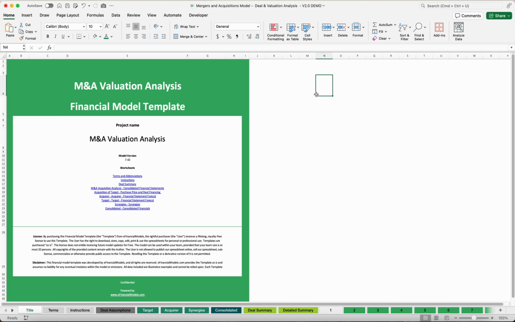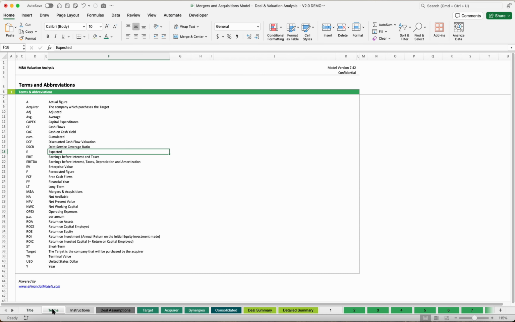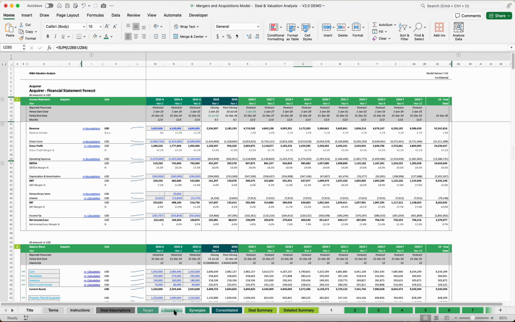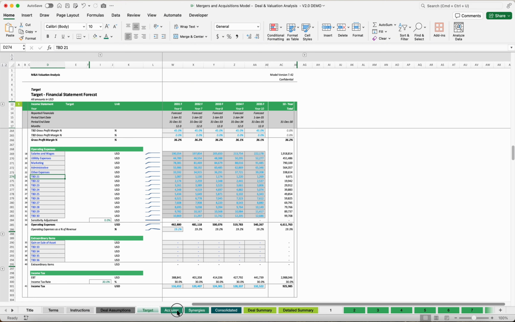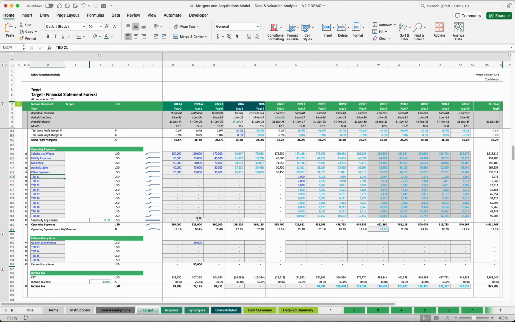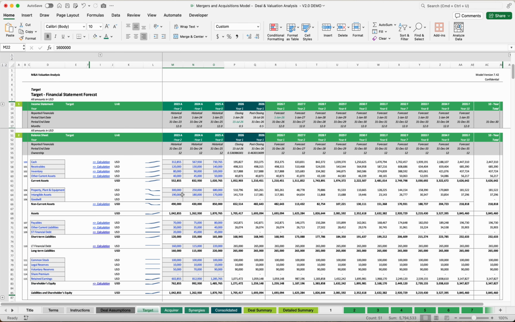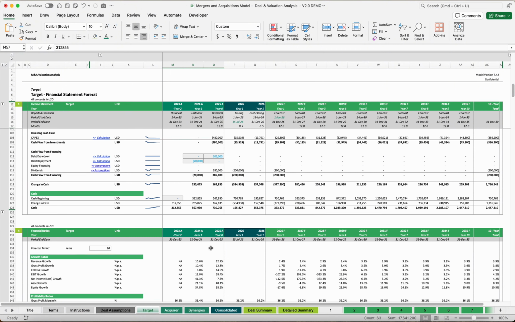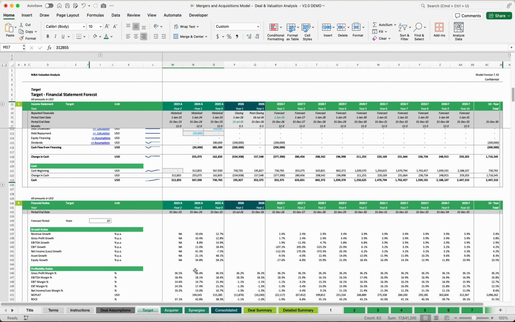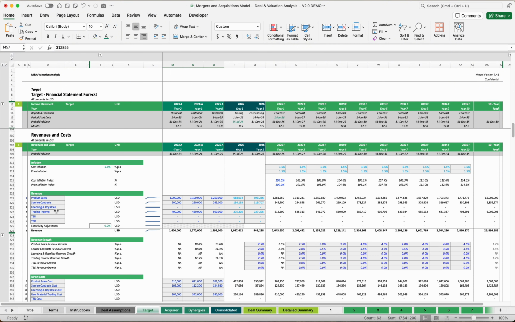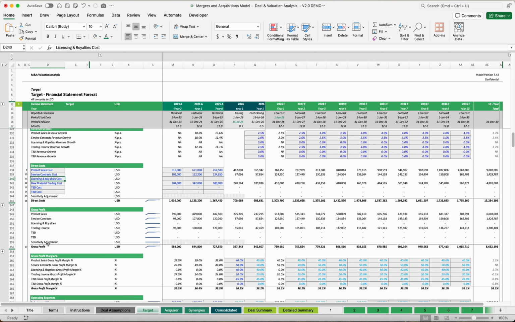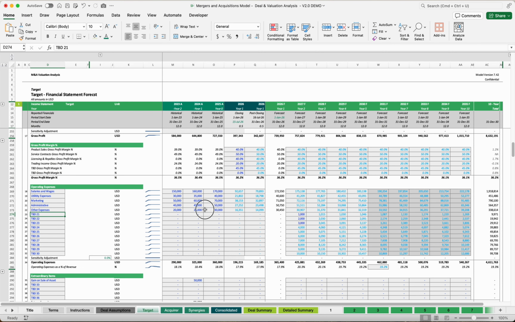To run this analysis, I'm using one of our financial model templates. In this template, we have one sheet for the target and one sheet to analyze the acquirer. I'm now on the target sheet. What I'm going to do is enter the historic financials, which is the income statement and the balance sheet. I will look at the cash flow statement, and then I will look at the breakdown of the revenues and the costs, direct costs and operating expenses.